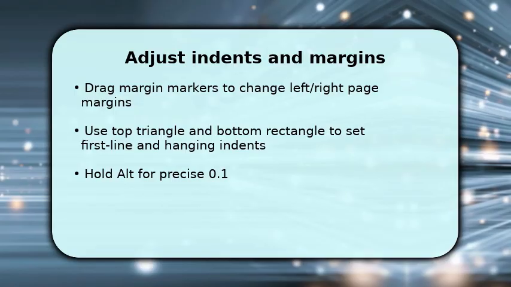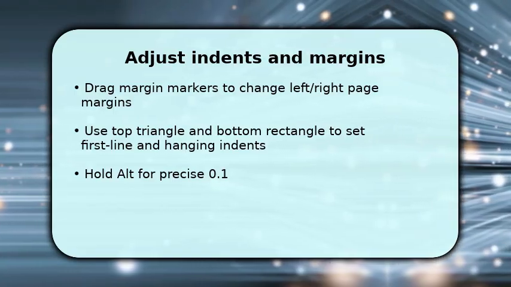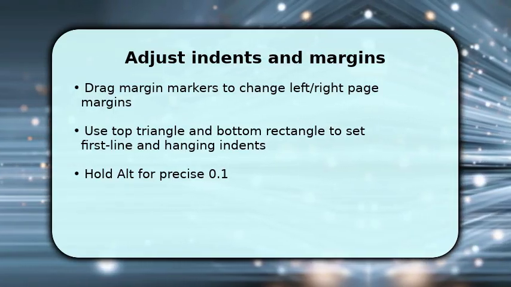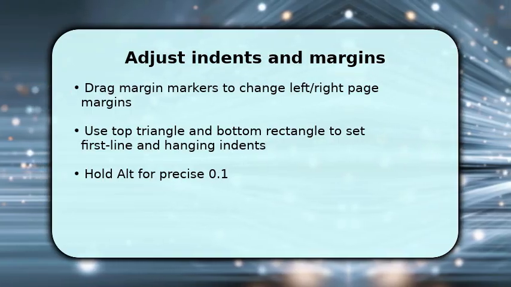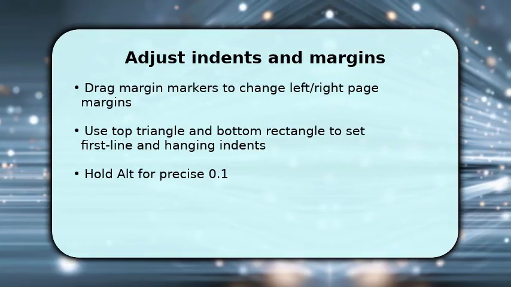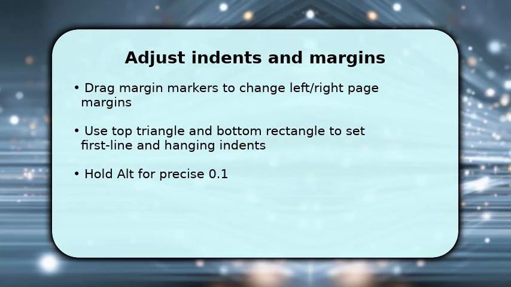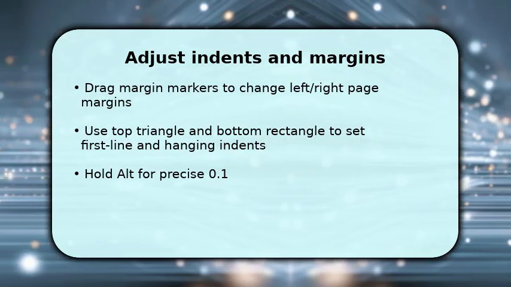Once positioned, release and inspect the paragraph. Make sure to apply to selected text or the whole style if repeating. If you need precision, hold Alt while dragging for finer increments. This helps you align text and tabs perfectly.